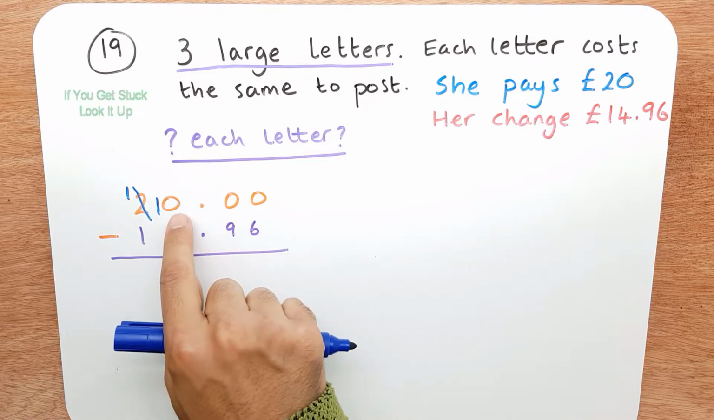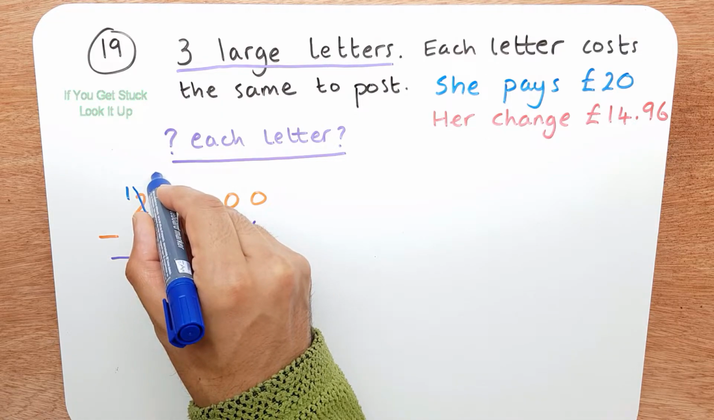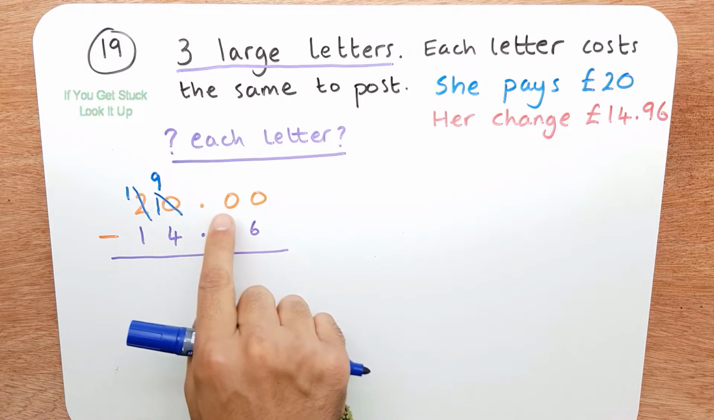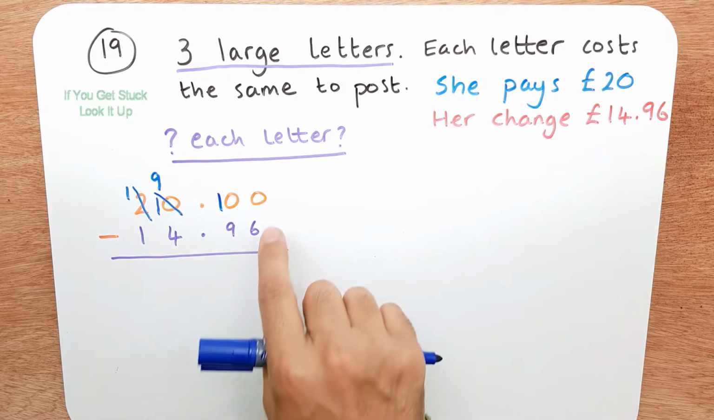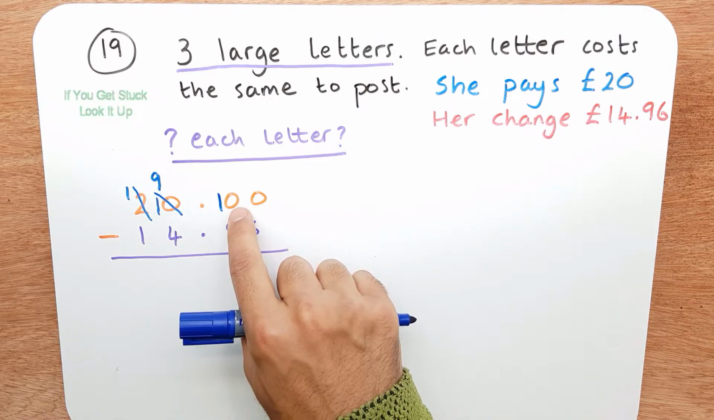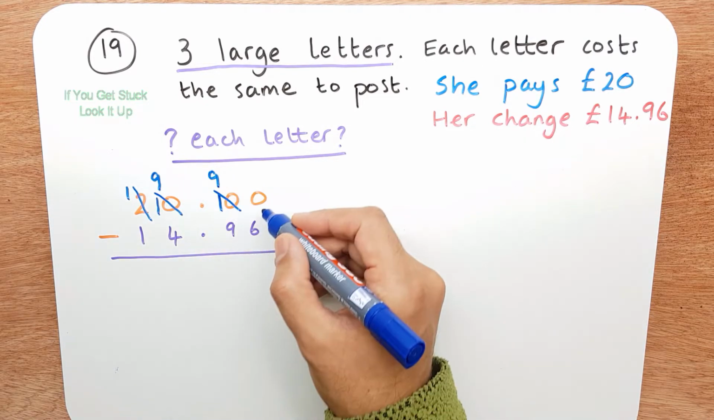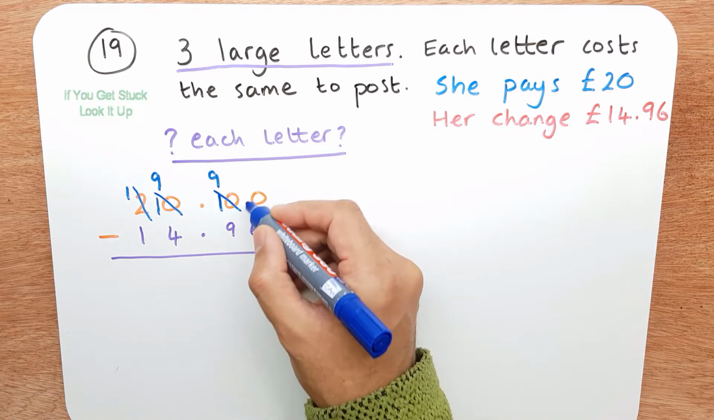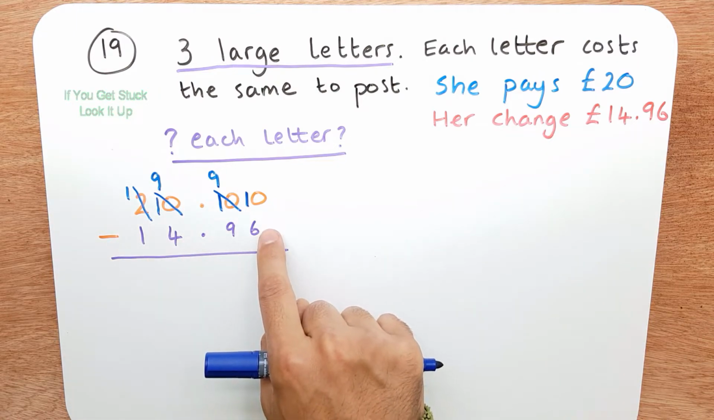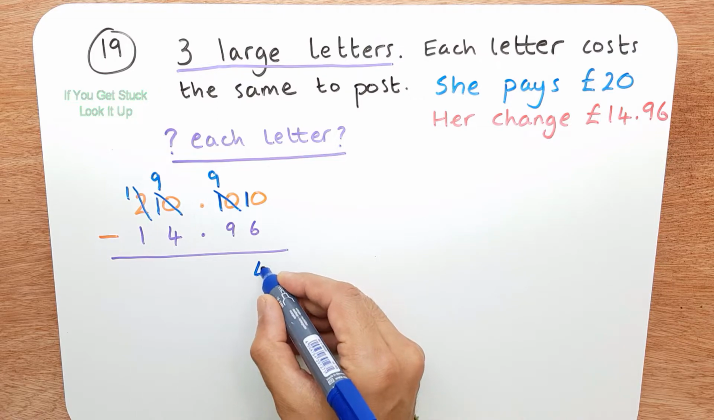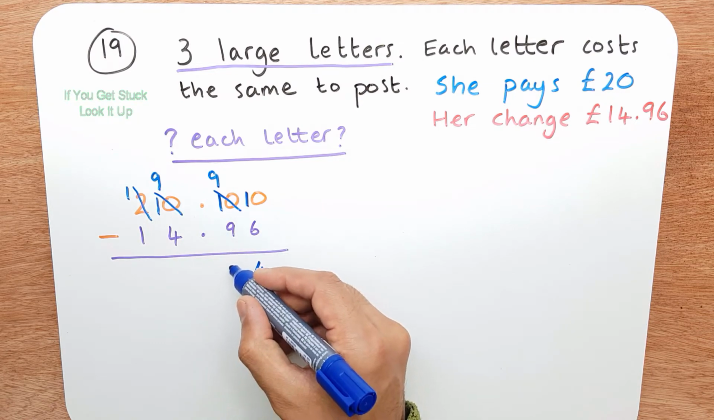Now this 0 can borrow 1 from this 10. So this 10 gets crossed out and becomes a 9. Now the one we've borrowed turns this 0 into a 10. And now finally, this 0 can borrow 1 from this column. So we cross this 10 out and it becomes 9. And the one we've borrowed here turns this 0 into a 10. Now we can do 10, take away 6, which is 4. 9, take away 9, which is 0.